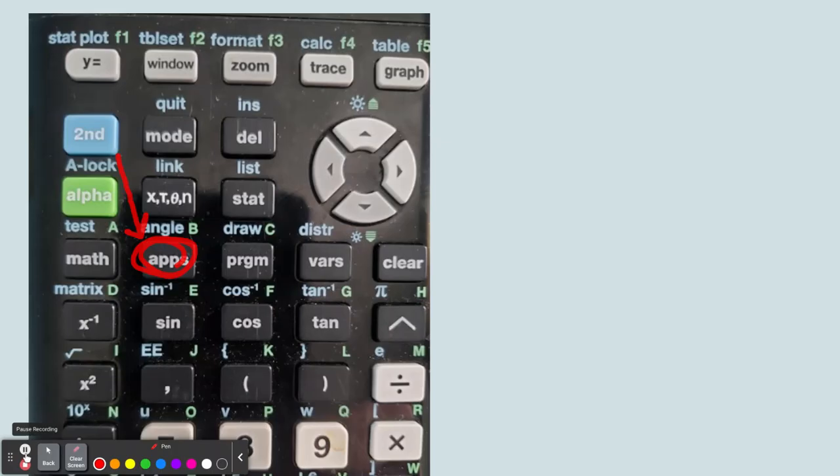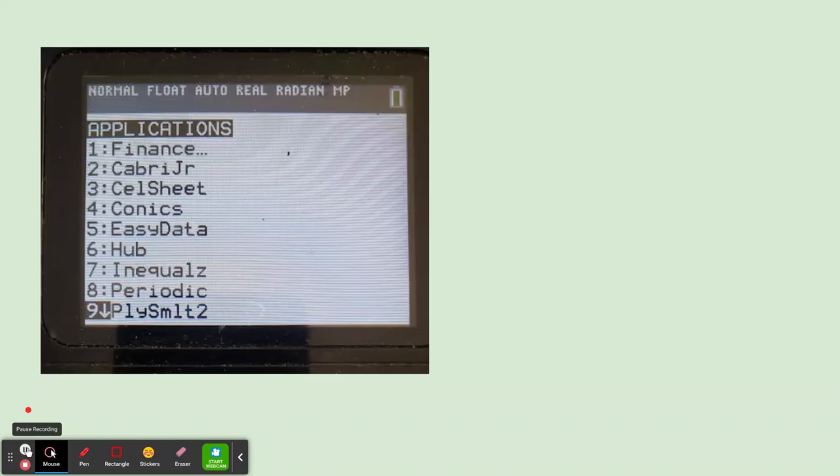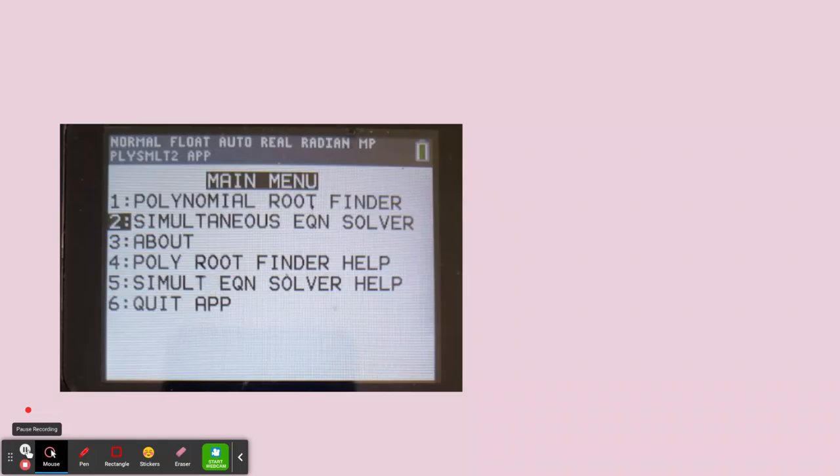Let's bring that up. You can hit 9, or you can scroll down to 9. And over here, 9, by the way, this says PlySmlt. It just means polynomial root finder and simultaneous. That's all it means, if you're wondering what 9 means. A system of equations is simultaneous equations, right? So hit the 9 button, and then you're going to hit the 2 button. That will pop up. Hit 2, simultaneous equation solver.